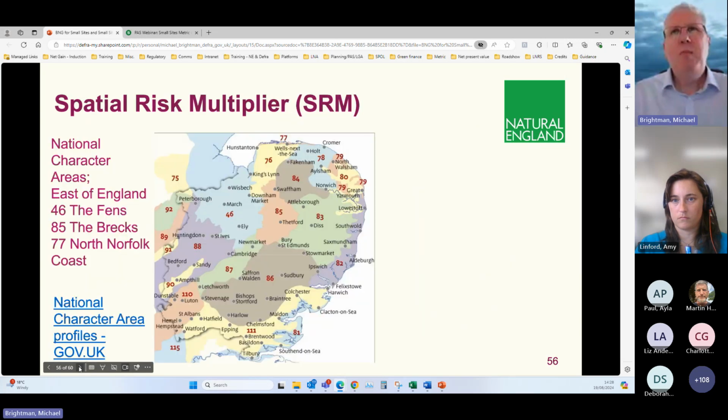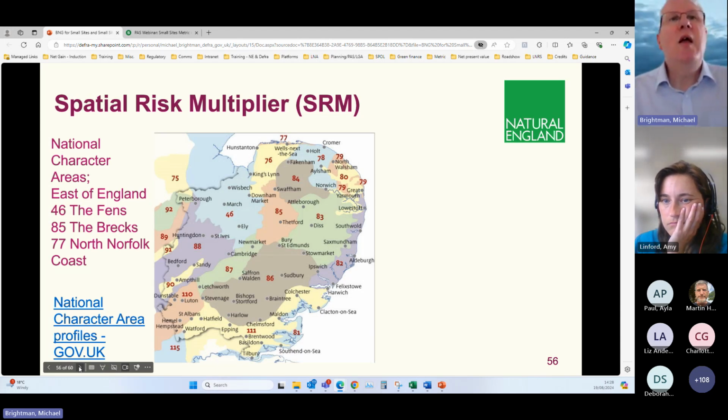So if we look at this example here, this is a screenshot from the National Character Areas. What I want you to consider on this slide, if you look top left, is that we've got National Character Area 46, which is the Fens. Next to that is 85, which is the Brecks. And then on the right at the top, you've got area 77, which is the Norfolk Coast. So if you had a development site within the Fens, local delivery in terms of the NCA would be anywhere within the Fens.